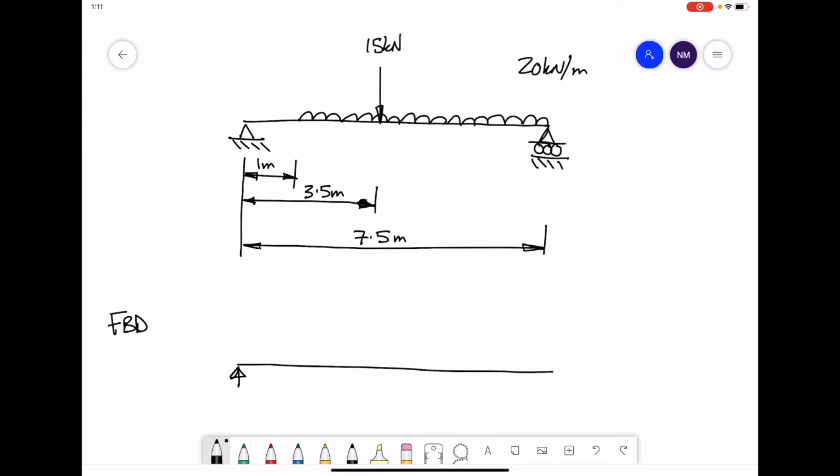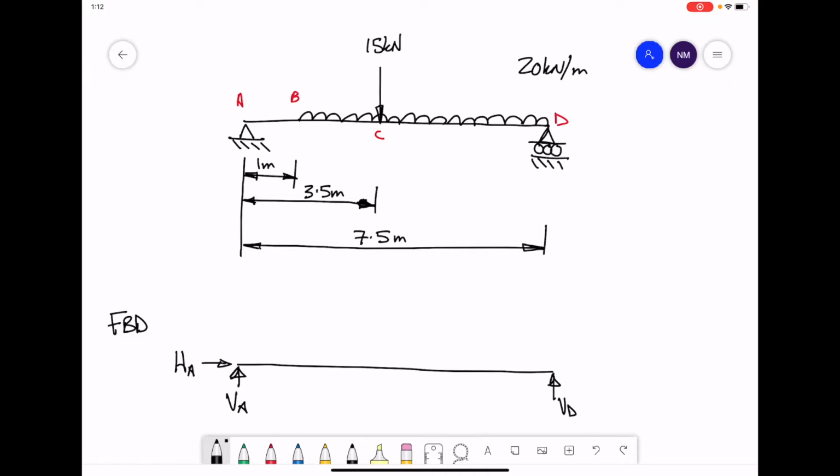Here on the left hand side we have a fixed support, so I'm going to replace that with two forces. On the right hand side I've got a roller support, replace that by one force. I'm going to label the diagram point A to start off with, B at the start of the UDL, point C where the point load is, and then point D at the end of the beam. So the reaction forces can be labelled VA and HA and VD.